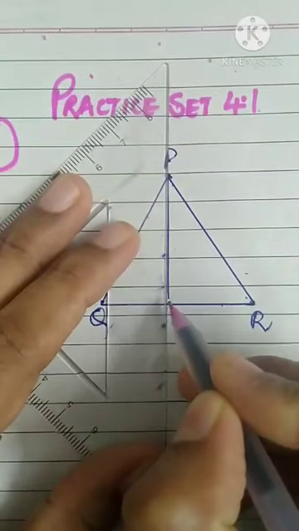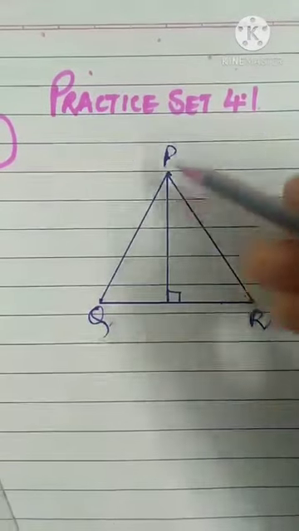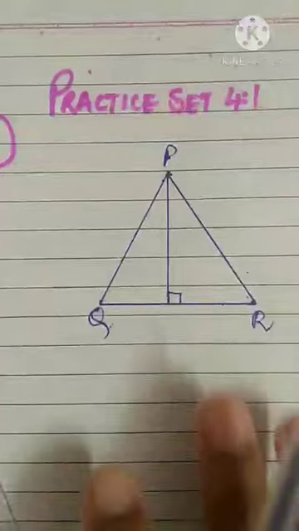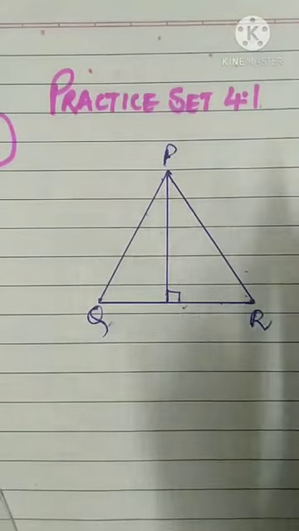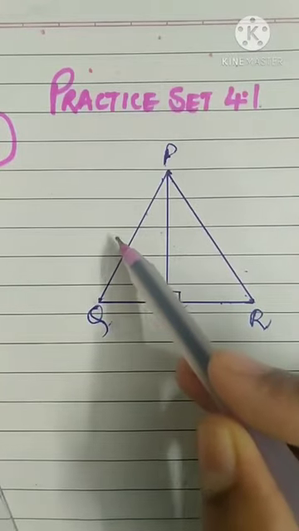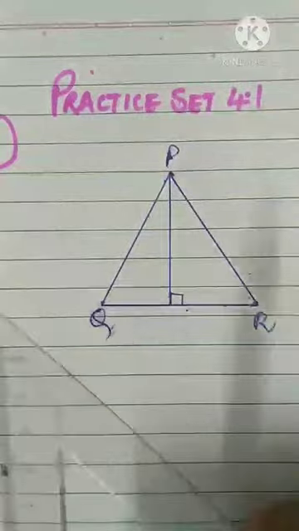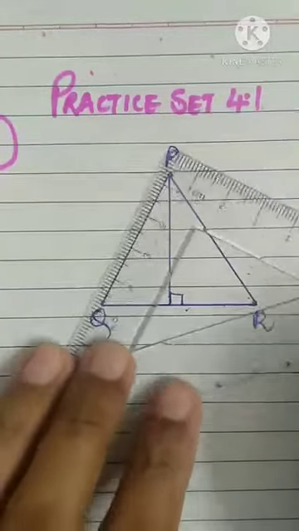So you got your first altitude, that is the perpendicular from the vertex to the opposite side. Is it easy? So the altitude for side QR is over. Now we will draw the altitude for PQ. PQ's opposite vertex is R. It will take a little time to adjust with the set square, but no problem. You do it by trial and error method.